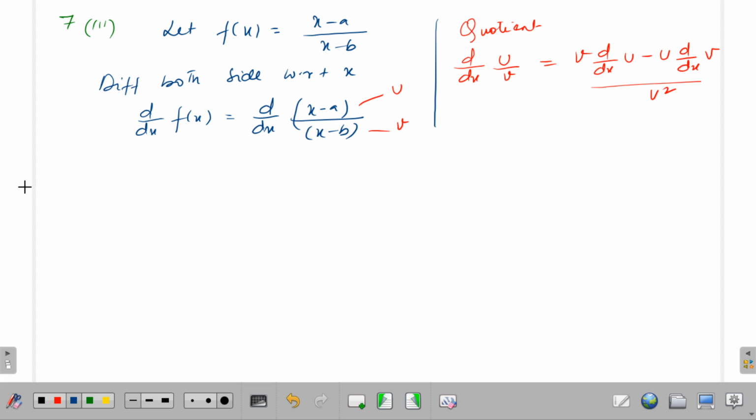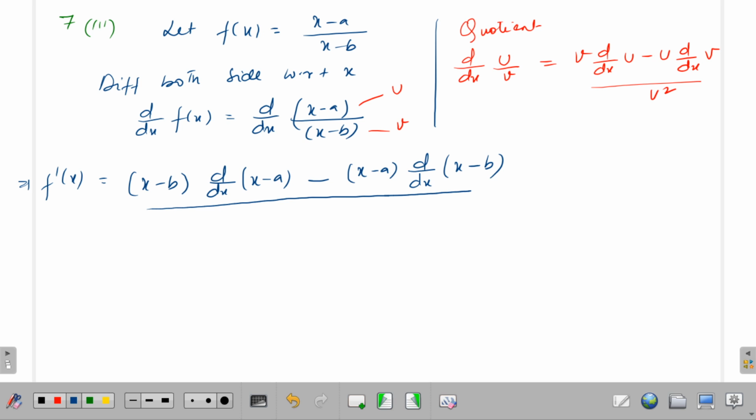So if I differentiate the left hand side, I'll be getting here f dash x, and to your right hand side, I'll be getting v should be up first, so x minus b, and then d by dx of your x minus a, minus x minus a, and it will be d by dx of your x minus b, divided by your x minus b, the whole thing squared. Okay, I want to check once again, that's your u, that's your v, that's your v, that's your u, and that's nothing more than your v squared, which is similar to that. You can pause the video and check once again.